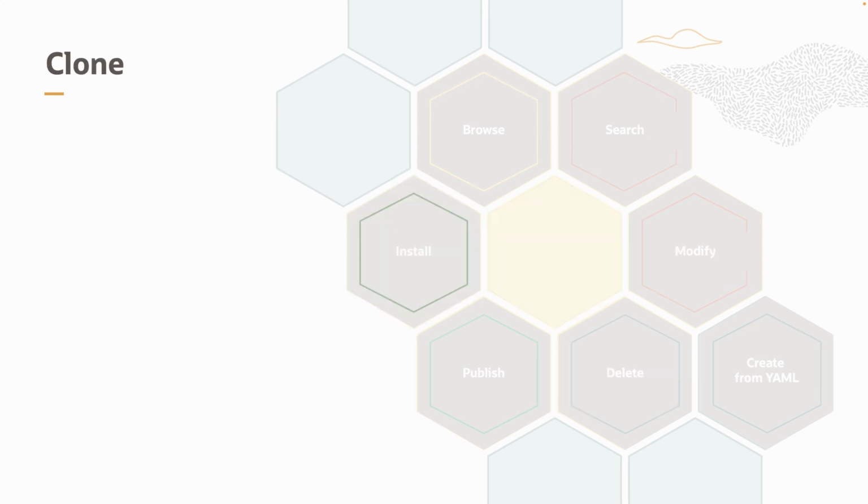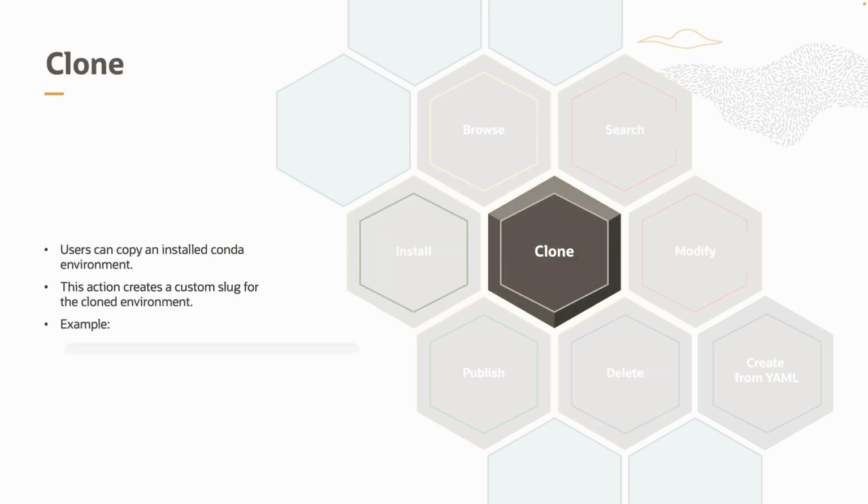Cloning Conda environments. Users can copy an installed Conda environment. This action creates a custom slug for the Conda environment that you've cloned. This is done by calling ODSC conda clone, and then you need to specify the source slug using the --from environment command line option.